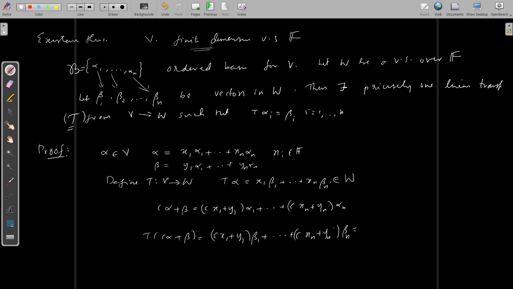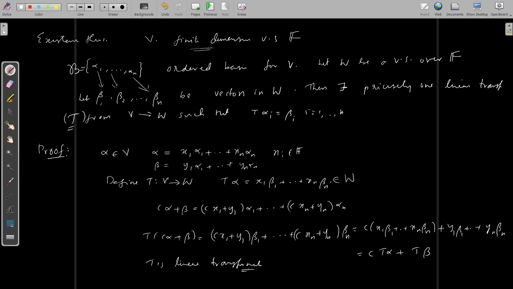Now you can write this expression as C times (x1 beta 1 plus etc. xn beta n) plus (y1 beta 1 plus etc. yn beta n). Okay, now this is equal to C times T of alpha plus T of beta. Okay, this shows that T of C alpha plus beta is equal to C times T alpha plus T beta. This shows that T is a linear transformation.